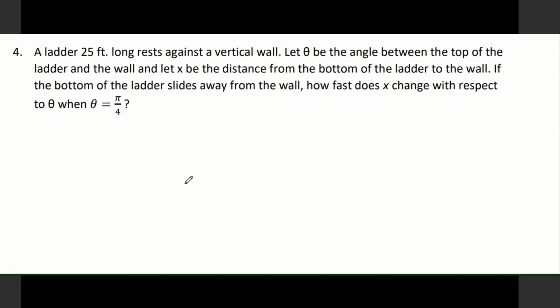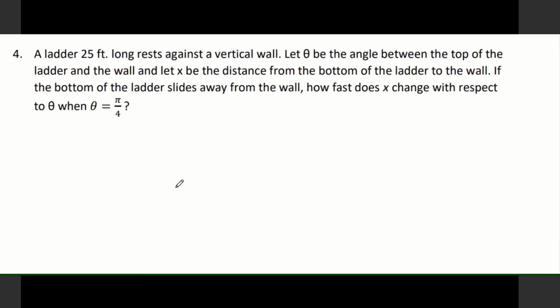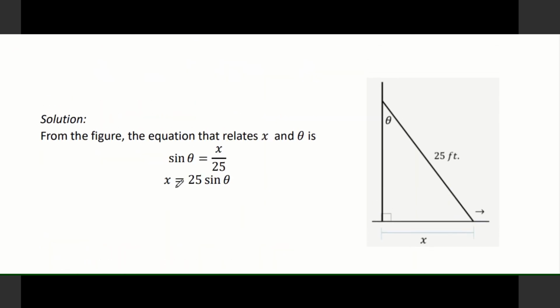Next, we have a ladder 25 feet long resting against a vertical wall. Let theta be the angle between the top of the ladder and the wall, and let x be the distance from the bottom of the ladder to the wall. If the bottom of the ladder slides away from the wall, how fast does x change with respect to that angle theta when theta is equal to pi over 4? This means, when it slides far from the wall, how fast is that?